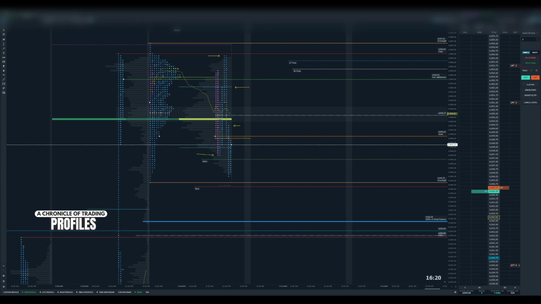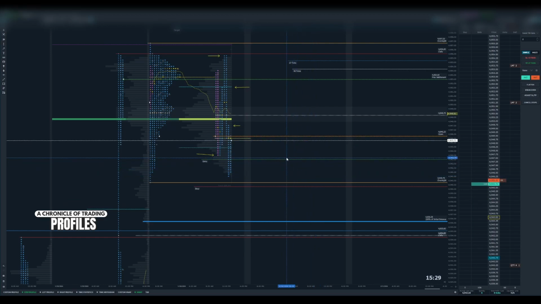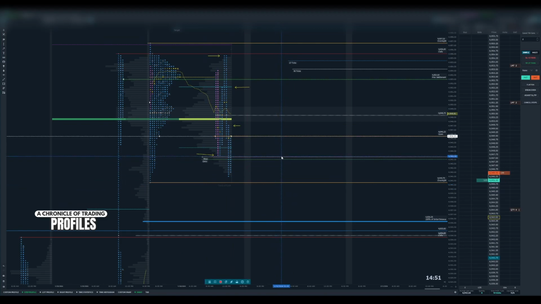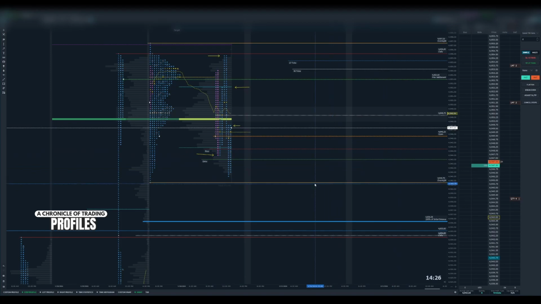Right there, I'm pointing out that G is my next goal that I want to get over. If we don't get over that G, then I'll get out of this trade. So I'll be thinking that they might try to push lower and maybe go for that overnight low. Right there, we broke over the G.